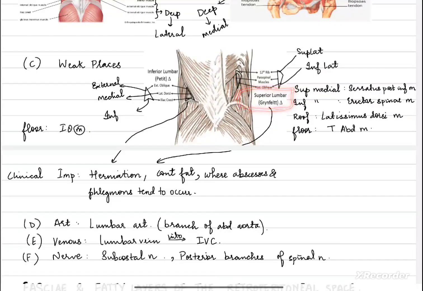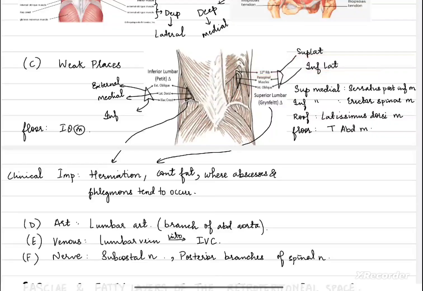Superior lumbar Grynfeltt triangle. Now in this, superior medially there is serratus posterior inferior muscle. Inferior medially there is erector spinae muscle. Roof is by latissimus dorsi and floor is by transverse abdominis muscle. And also superior laterally there is 12th rib, inferior laterally there is internal oblique muscle.